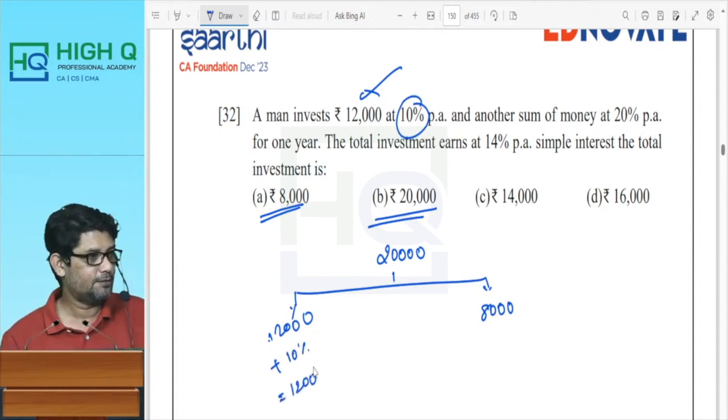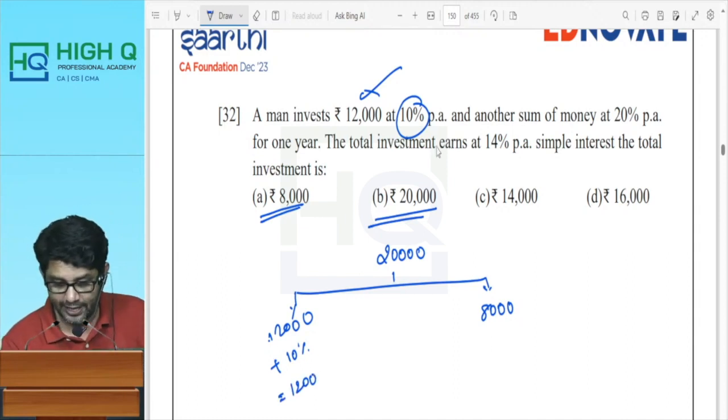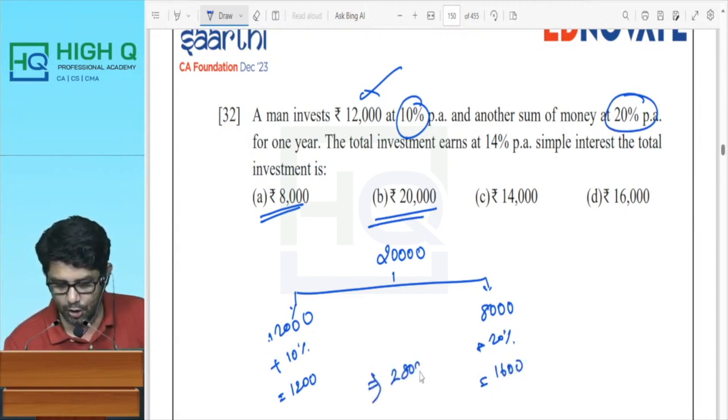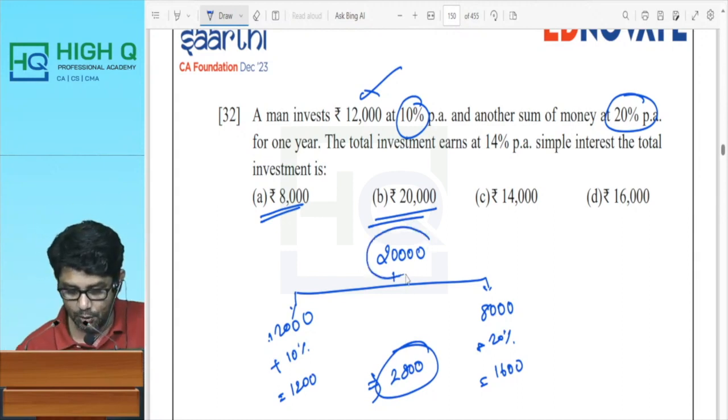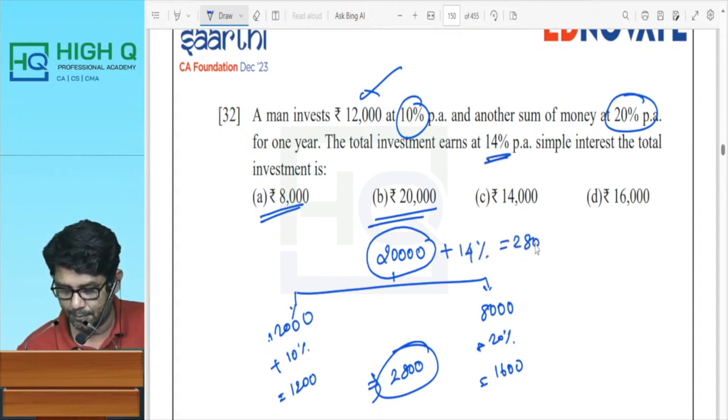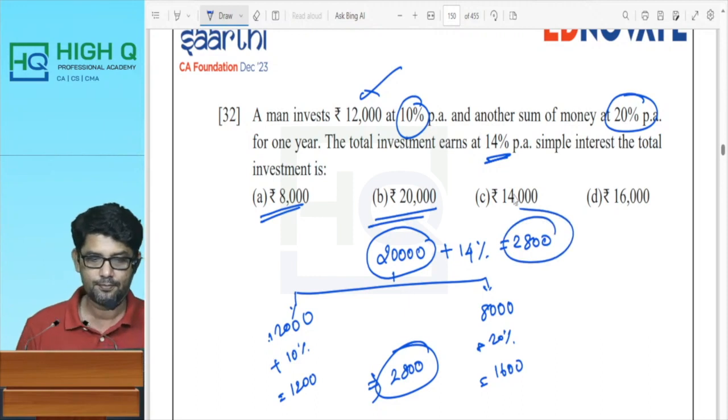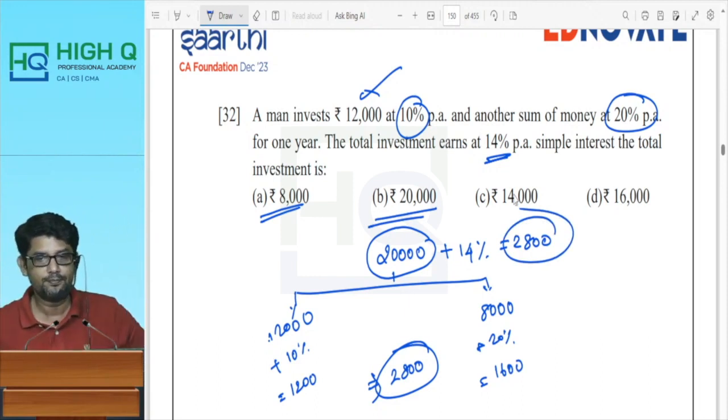1,200. Am I right? Next. For 8,000, what is the rate of interest? 20%. How much is it, my dear? 1,600. Add both, what are you getting? 2,800 rupees. Now, I am assuming this amount. Take 14%. If the same 2,800 comes, my answer is correct, my dear. My assumption is right.